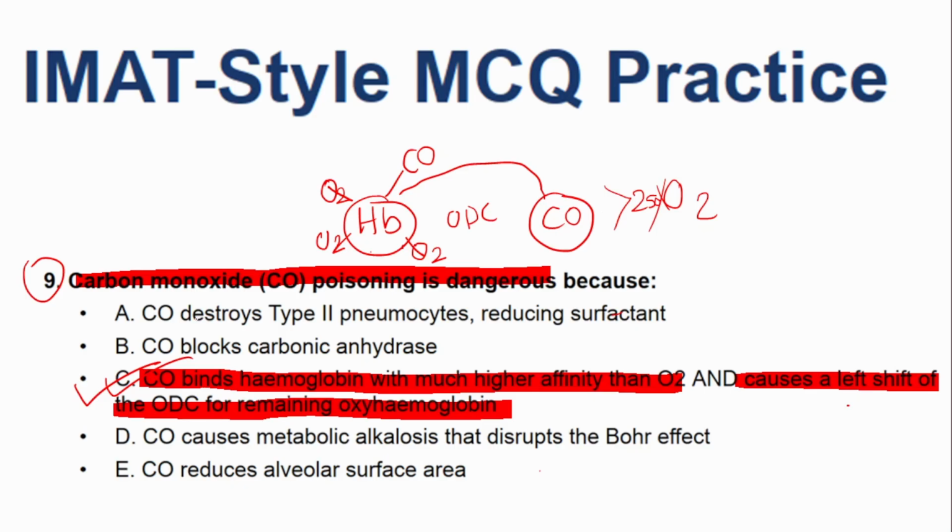Carbon monoxide does not destroy type 2 pneumocytes, nor does it decrease surfactant, ruling out option A. It doesn't block carbonic anhydrase, which eliminates option B. It causes tissue hypoxia leading to lactic acidosis, not metabolic alkalosis, mentioned in option D. Finally, it doesn't physically alter alveolar surface area, eliminating option E as well.